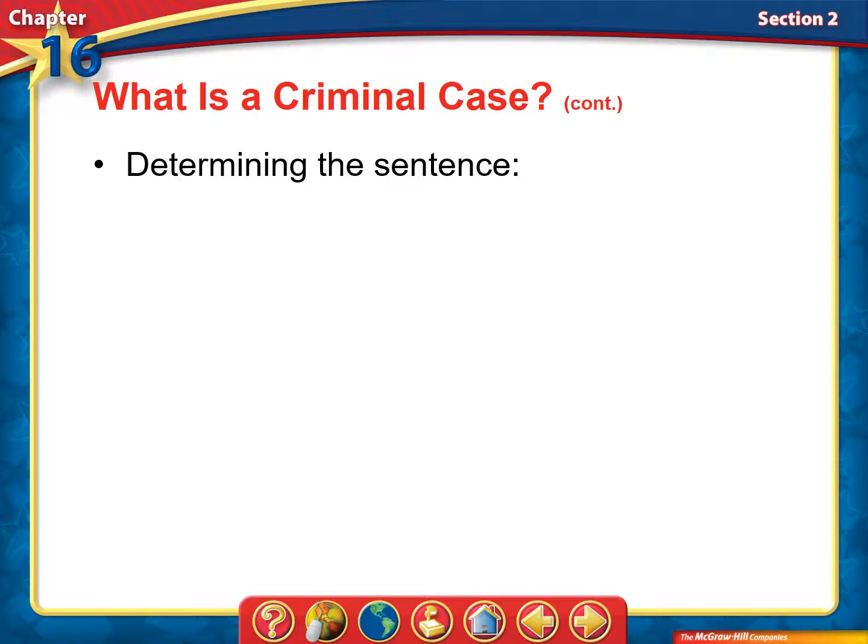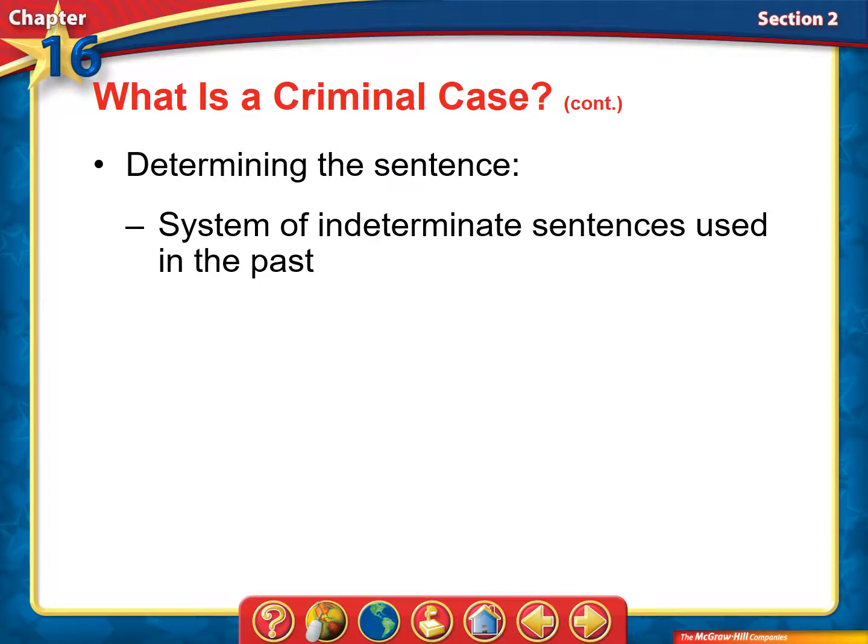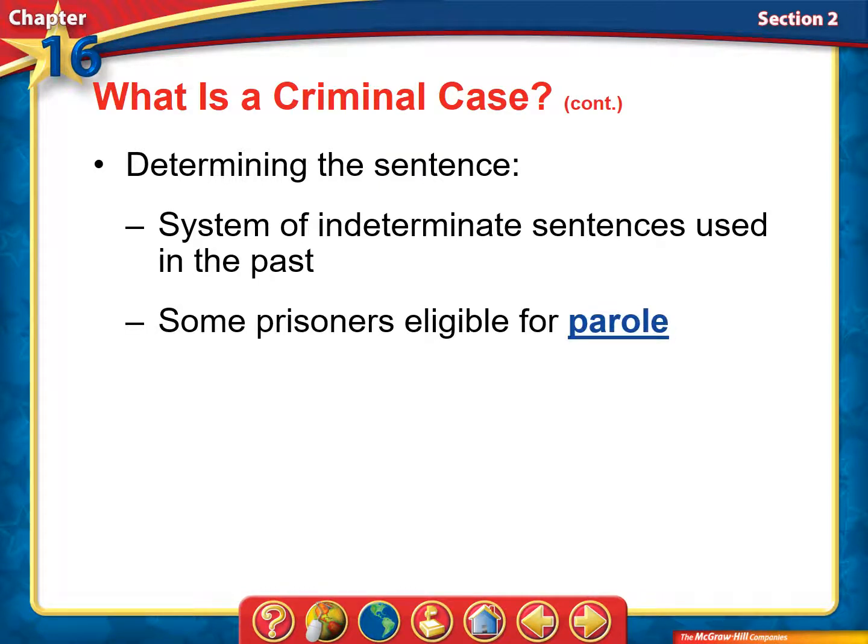How do you determine a sentence? So assuming that you've been found guilty of a serious crime, it is now up to the judge to set a sentence. And there is a system of indeterminate sentences that has been used in the past, meaning that a judge has some flexibility. And so if you are ever convicted of a crime, it is in your best interest to be penitent, remorseful, and ask for mercy, because the judge does have some flexibility in what he or she may decide to do. Parole can be an option in some cases, meaning that if you get in trouble and are sentenced to jail or prison, good behavior might get you out in less than the time that you were sentenced to.